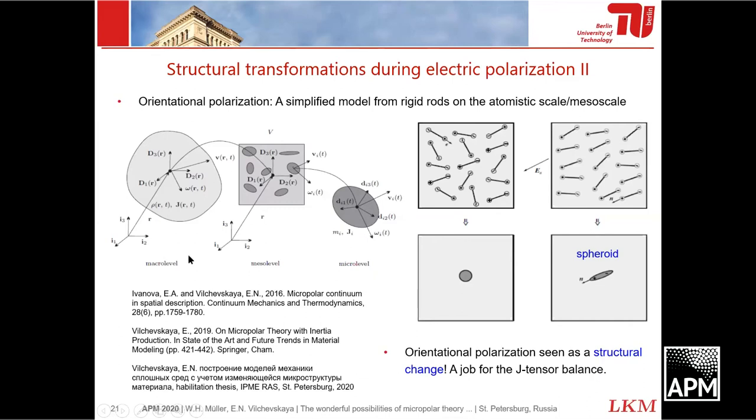And here is also some reference where this can be found. This example and much more is illustrated in a recent habilitation thesis by Yelena Vilchevskaya, and there is preliminary work described here. Here we see also the various levels of description. Here there is the macro level. This is our continuum. And there's the continuum point. If we zoom into the continuum point, we see these elements which need to be homogenized so that on a continuum level we can talk about a continuous field, in particular of the continuous J tensor.